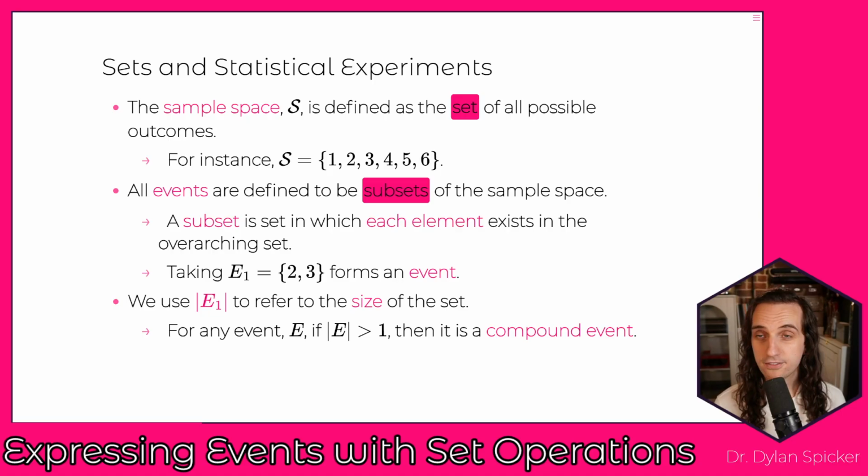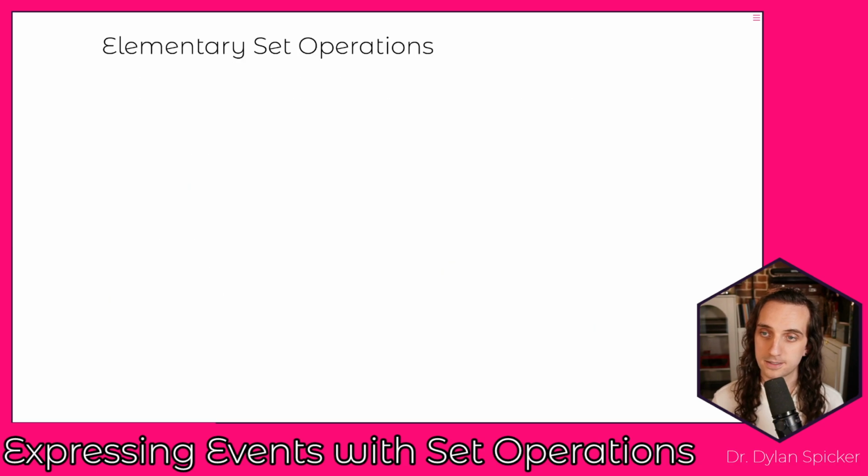And so if we have a set that has, or an event that has a size that is greater than 1, we call this a compound event. If we have a set that has a size of 1, and it's an event, then we call this a simple event. And so all of the language that we're thinking about, sample spaces, events, simple versus compound events, can all be framed through mathematical sets here.